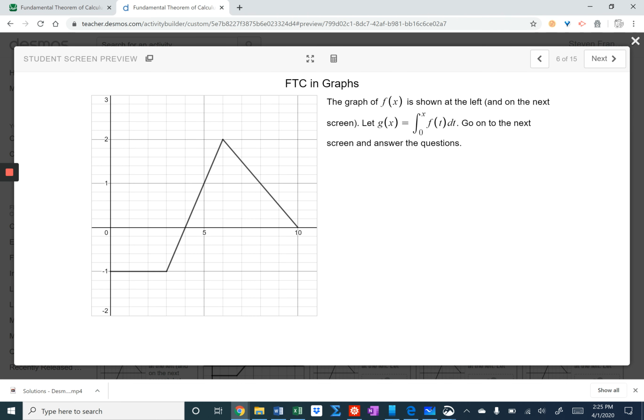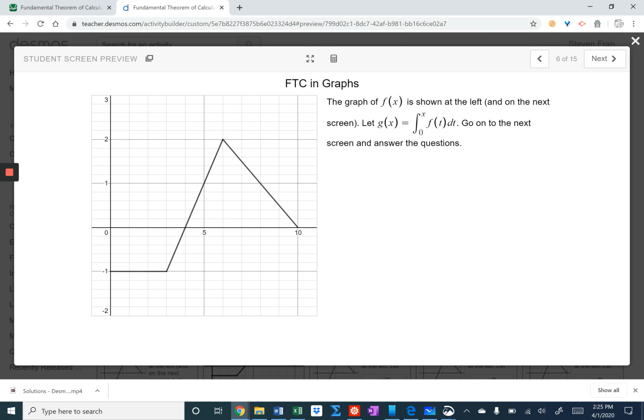So one aspect of using the fundamental theorem is how we apply it to different contexts. I have a graph of some function, and I'm defining another function as the integral of this function that's in the graph on some interval here from 0 to x. And this is common practice.